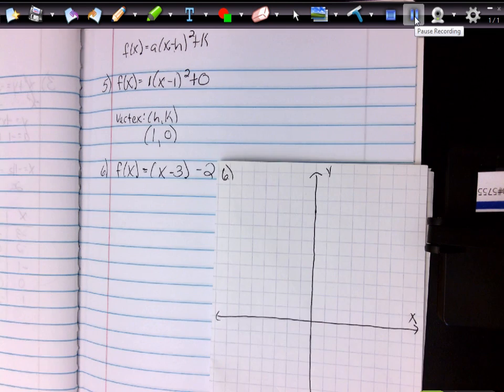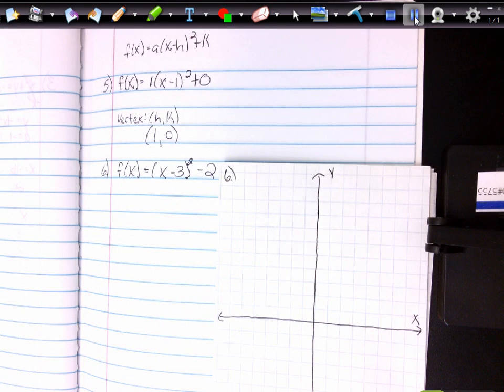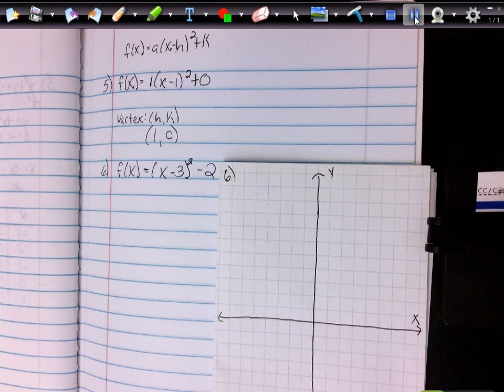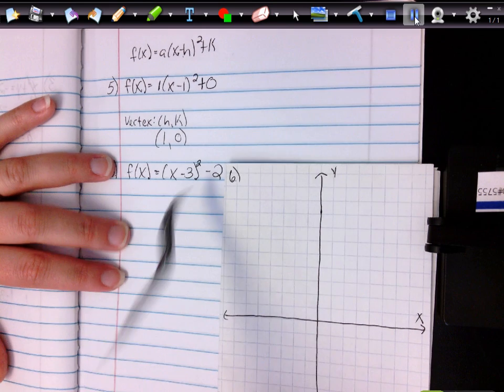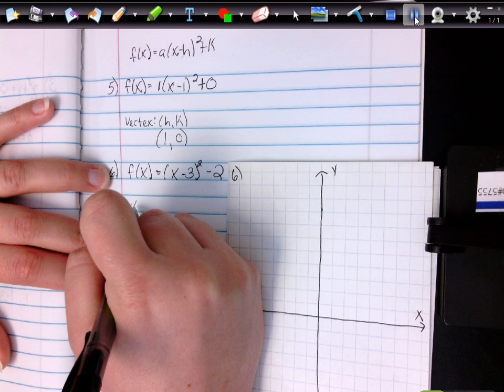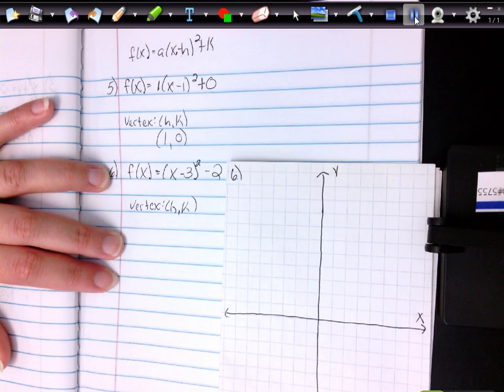All right, go ahead and write down number 6. It's f of x equals (x minus 3)... Oops, that should be squared. Then minus 2. So again, the first thing we're going to do in order to graph this is to actually find our vertex, which is again our (h, k).